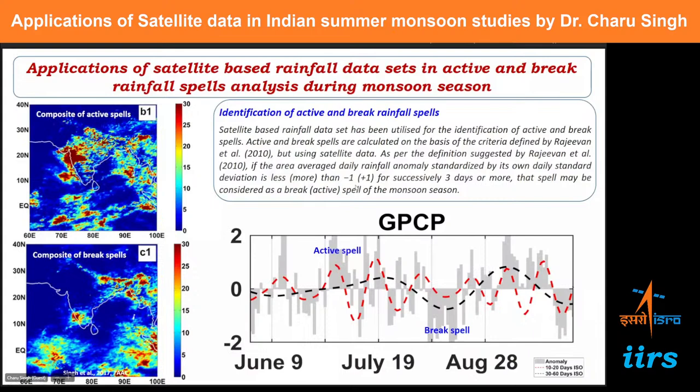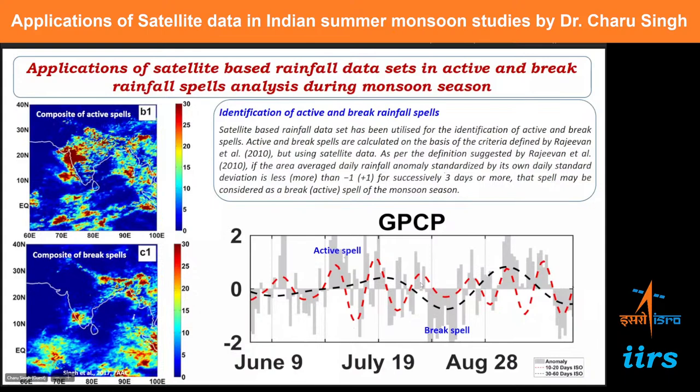In 2010. And as per the definition, if the area average daily rainfall anomaly, which is standardized by its own daily standard deviation, is less than -1 or +1 for successively or consecutively 3 days or more, that spell may be considered as break if it is below -1, or active if it is higher than +1 of the monsoon season. So here the gray bars are basically the active and break rainfall spells if the fluctuations go beyond the +1 and the -1.